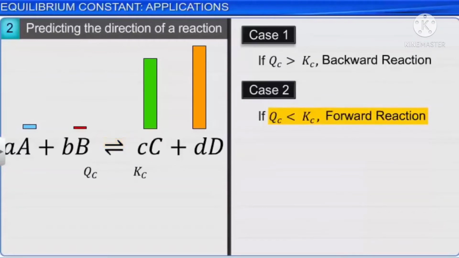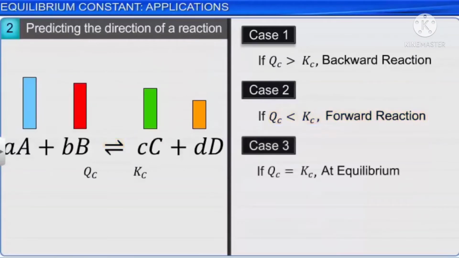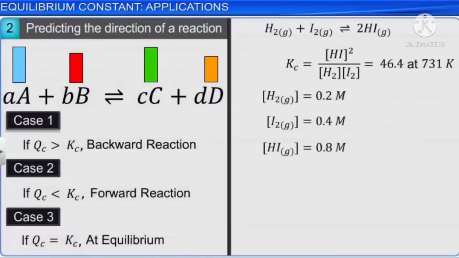If the value of the reaction quotient Qc is equal to the equilibrium constant Kc, then it indicates that the reaction mixture is at equilibrium. Thus, we can predict the direction of a reaction with the help of its reaction quotient and equilibrium constant. For example, the equilibrium constant for the gaseous reaction of hydrogen with iodine to form hydrogen iodide at 731 Kelvin is 46.4.